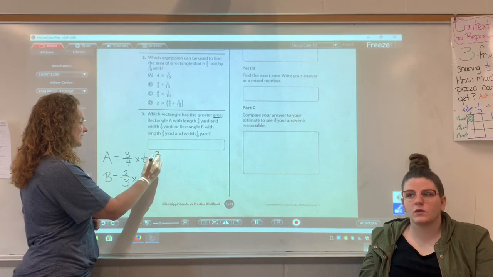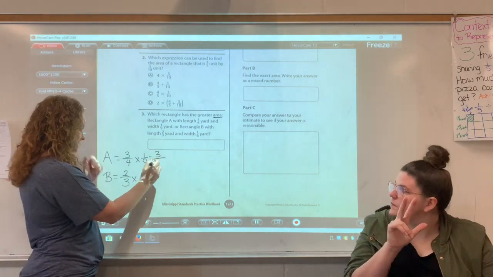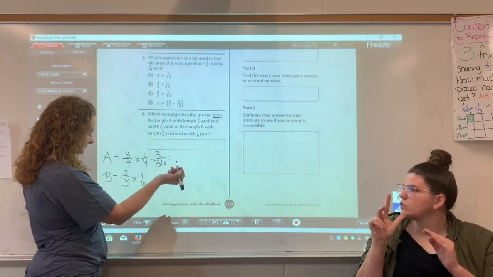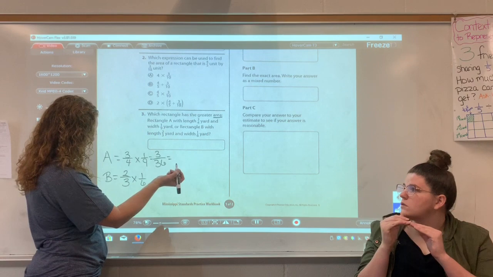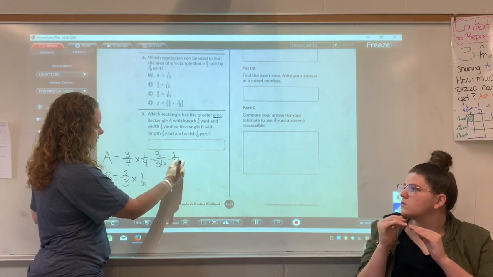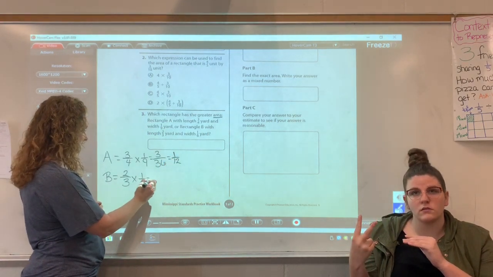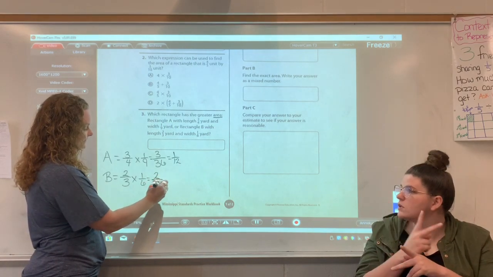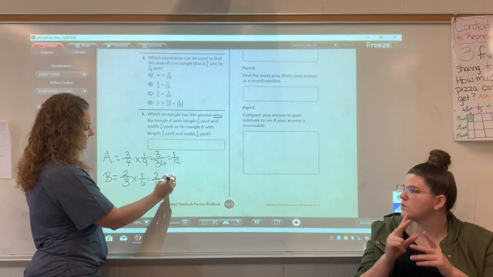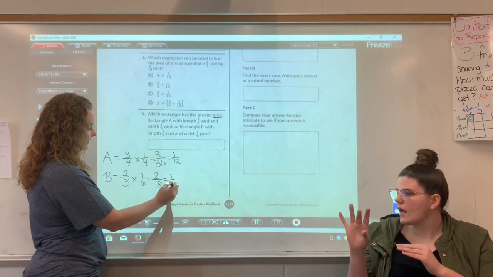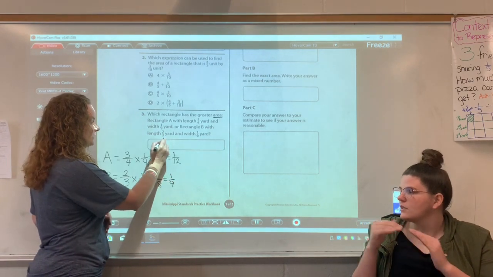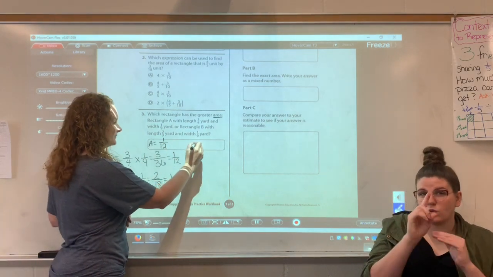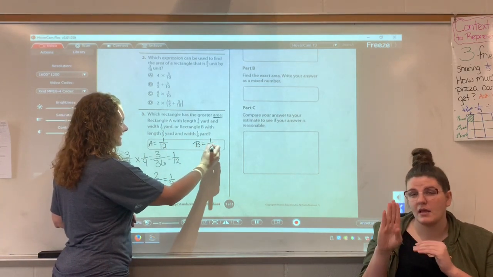3 times 1 is 3. 4 times 9 is 36, which equals 1/12. 3 goes into 36 12 times. This one is 2 times 1 is 2. 3 times 6 is 18, which 2 goes into, so it would be 1/9. Now what we have is 1/12, which is A, and B is 1/9.